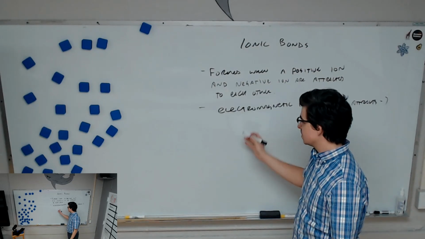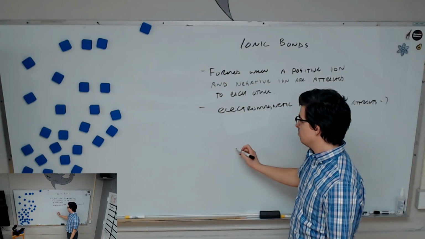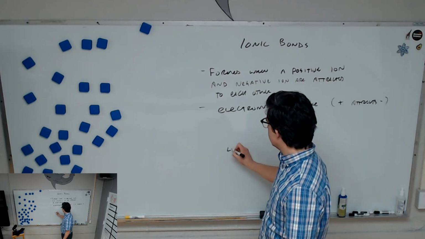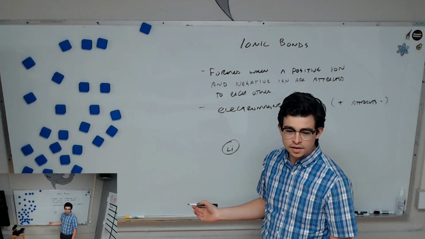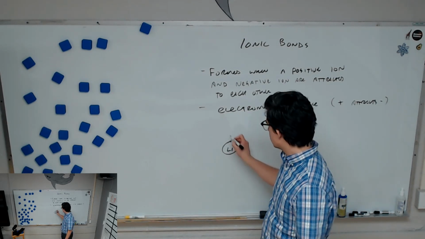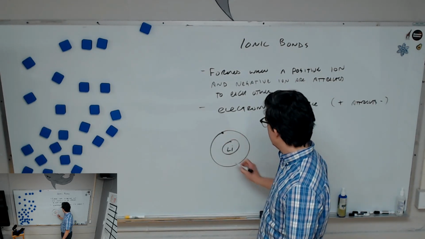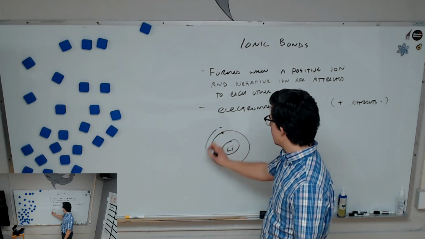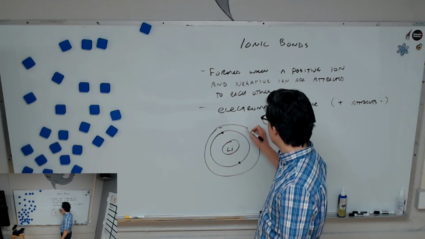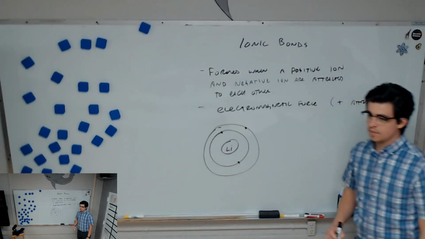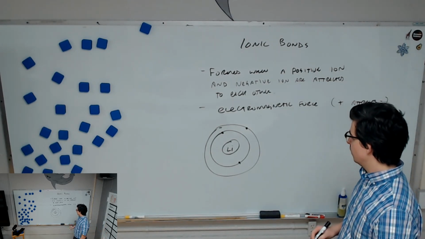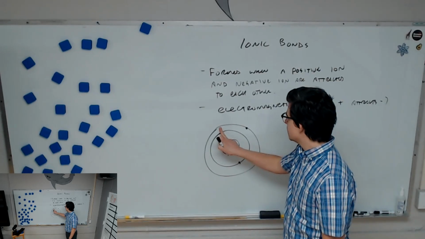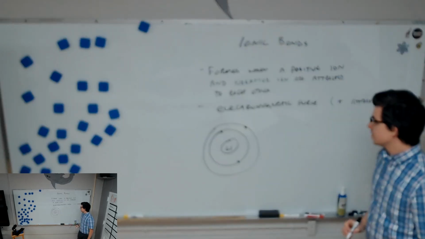So if we have, for instance, a metal, let's draw a simple metal here, lithium. Here's the lithium nucleus. How many electrons does lithium have altogether? 3. It has 2 in the 1s orbital, and it has how many in the 2s orbital? 1. How many valence electrons does lithium have? 1. Lithium has 1 valence electron.